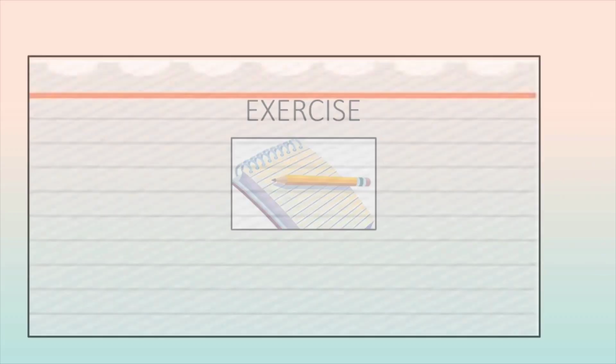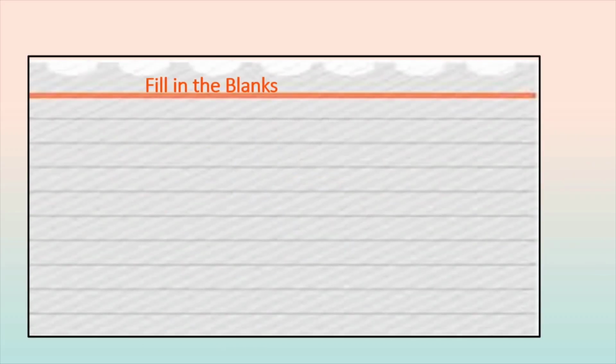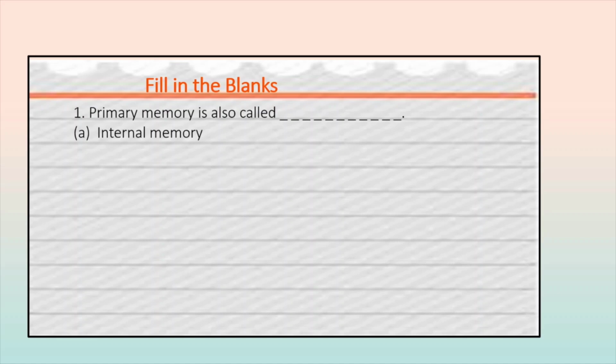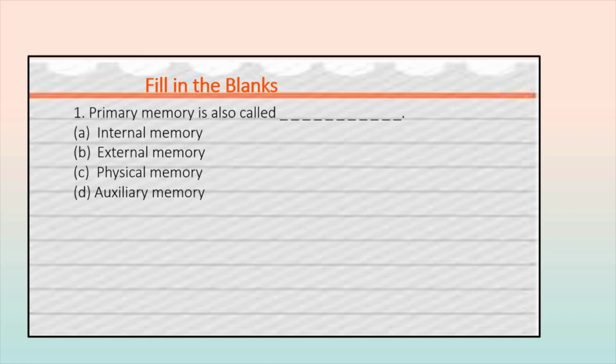Exercise. Fill in the blanks. First, primary memory is also called dash. Options are A. Internal memory, B. External memory, C. Physical memory, D. Auxiliary memory. The answer is primary memory is also called internal memory.